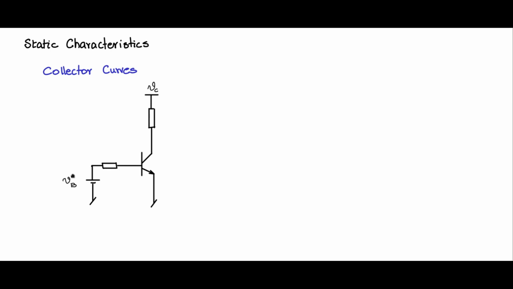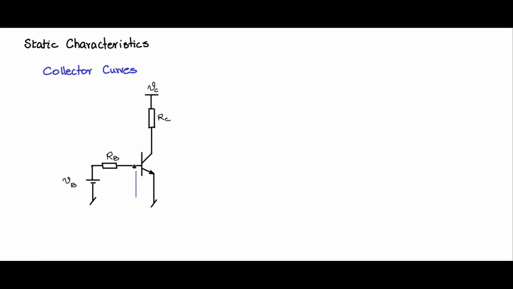Observe that I have used lowercase for both VB and VC, meaning that they are variables. We would want to vary the DC source VB, and we also want to vary the DC source VC to obtain the collector curves. And let us also define the parameters here. So here this resistance we will call RB, and we call this RC. So this is the collector resistance and this is the base resistance.